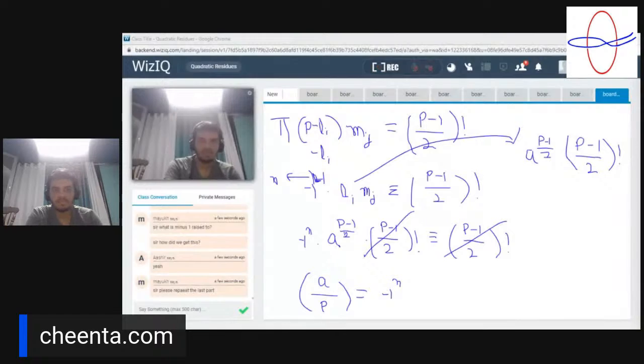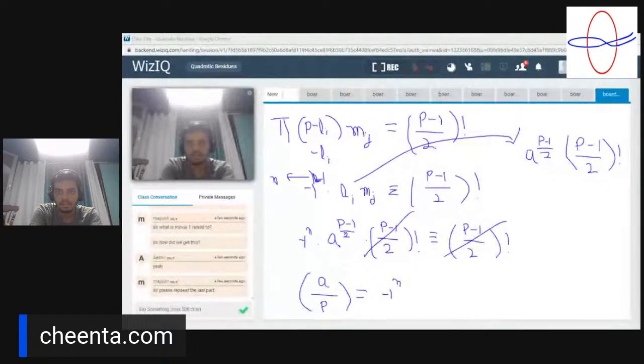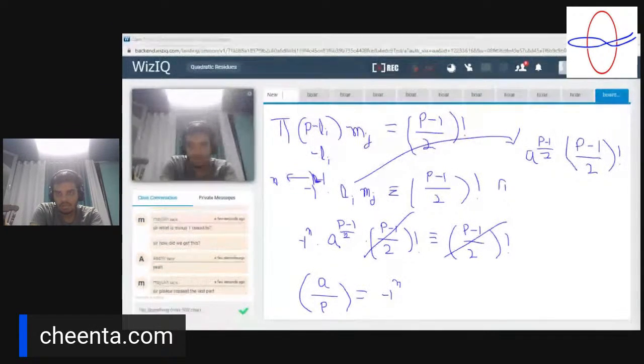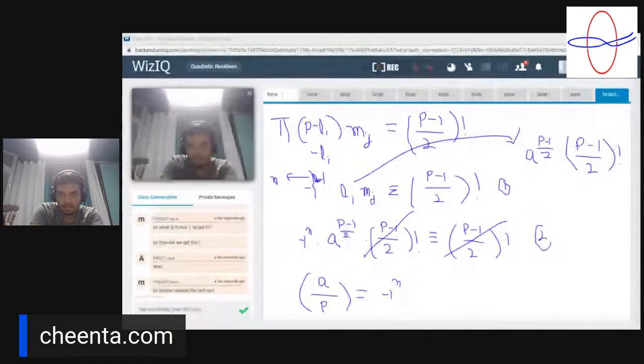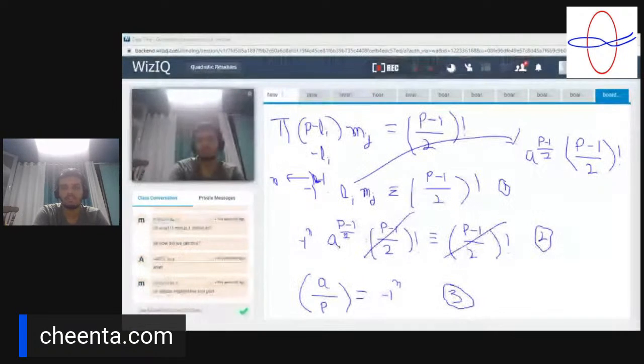Right. Mayuk, so just tell me where you're stuck. I'll label this 1, this 2, and this 3. So are you stuck in reaching equation number 1 itself, or the movement from equation 1 to equation 2, or how we move from equation 2 to equation 3?